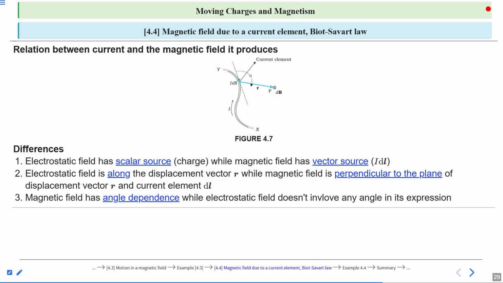In the formula for the magnitude of the magnetic field, we have seen that it depends upon sine theta. It has angle dependence. But in electric field, there is no angle in its expression. So electric field doesn't involve any angle in the expression. So it is angle independent.